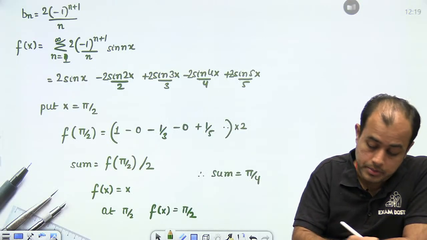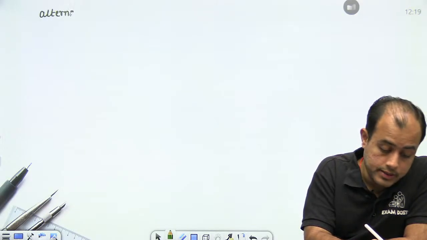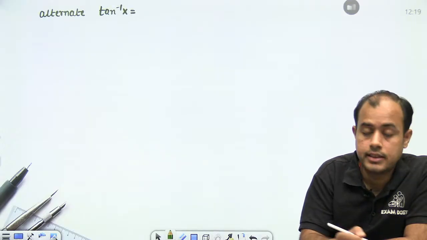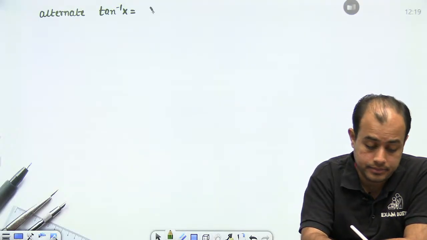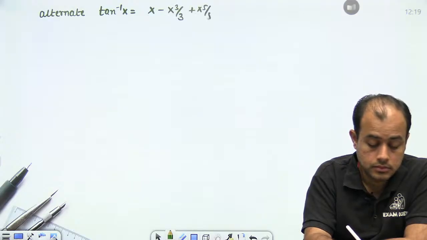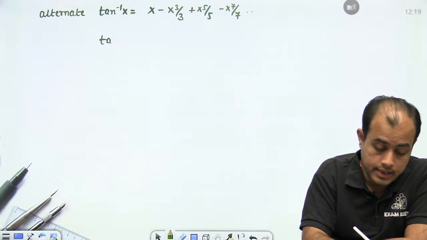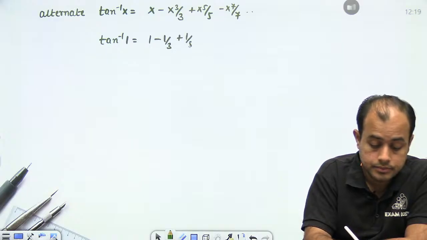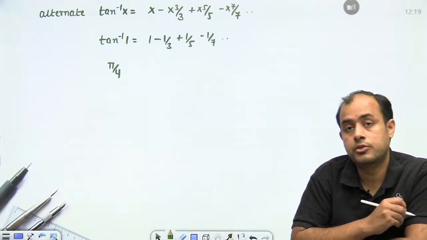One method, which Tamanna ji mentioned: if anybody knows the series of tan inverse, then also this can be done. Now the series of tan inverse basically is like this. So tan inverse 1, this is a shorter method. So pi by 4. Okay.